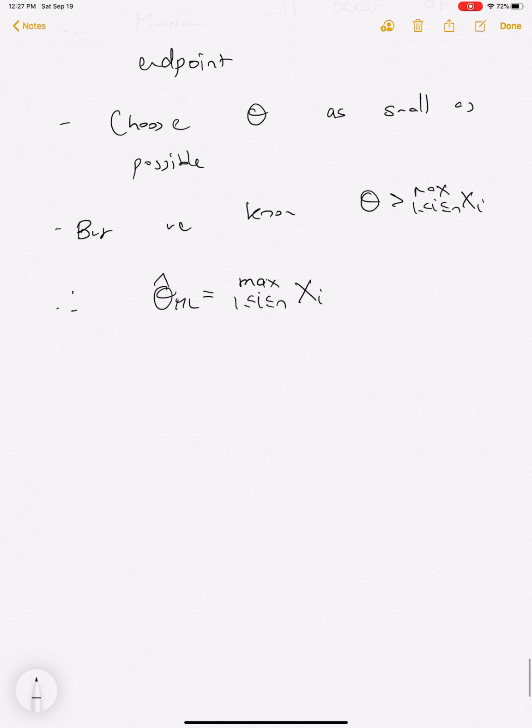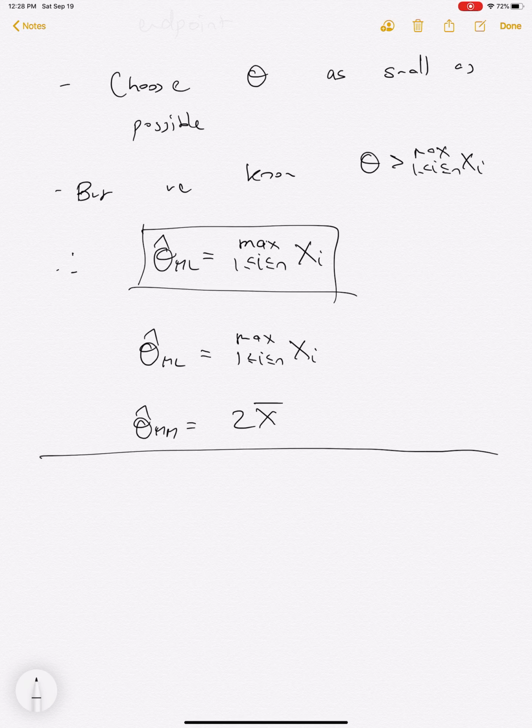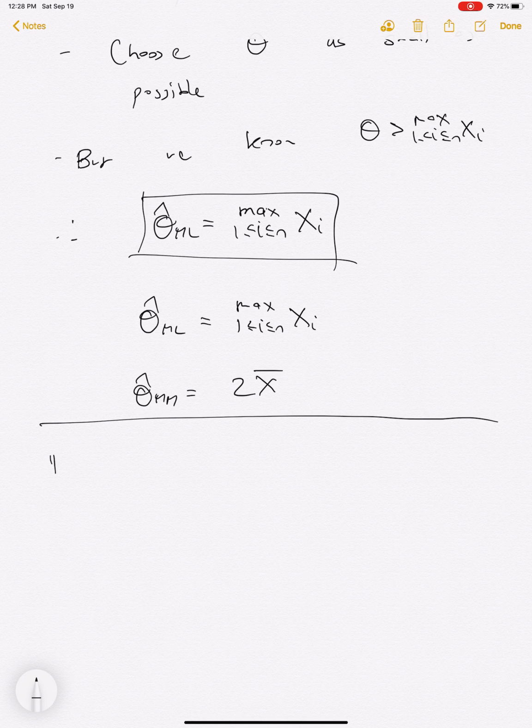So remember, here we've got that this is what our maximum likelihood estimate is. On the other hand, the method of moments estimate was equal to 2x bar. A natural question to ask is, does theta hat ML make sense?